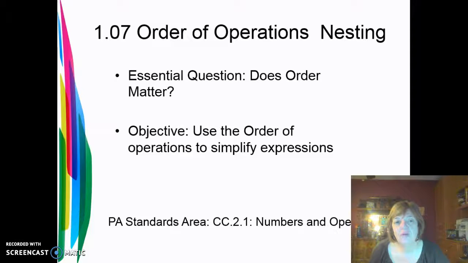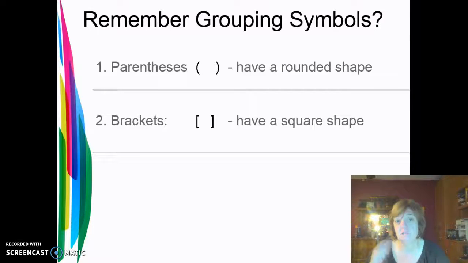And we're continuing with our same essential question: does order matter? And using the order of operations to simplify expressions. So we're really getting into the simplifying today. Now I want to remind you what our grouping symbols are. Most of the time you're going to see parentheses and brackets. Remember, absolute value can also be one.